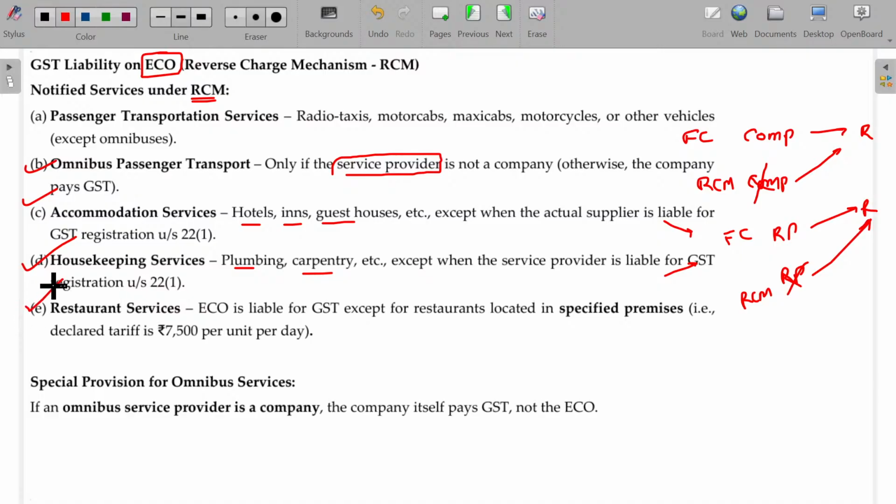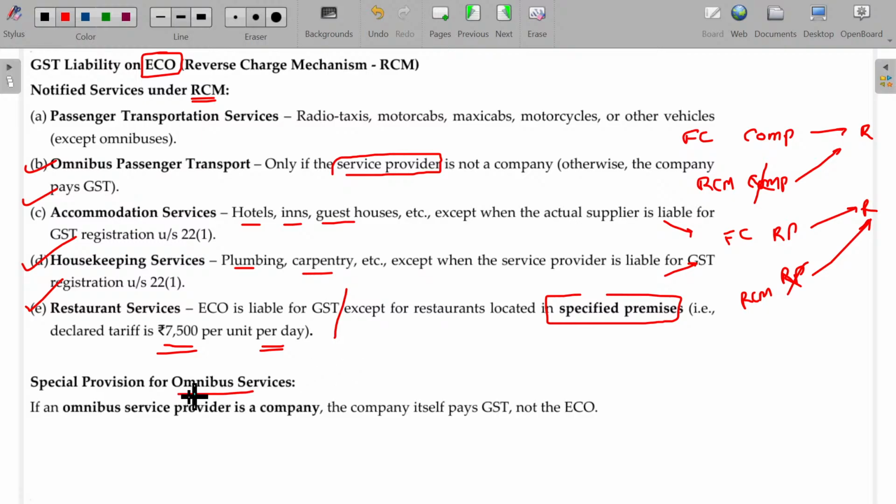Restaurant services. Okay. Restaurants located in specified premises, where the declared tariff is 7,500 per unit per day, then forward charge is applicable. Otherwise, ECO will be liable. ECO will be liable. Is that clear? So, in case of RCM, ECO will be the liable person to pay the GST.